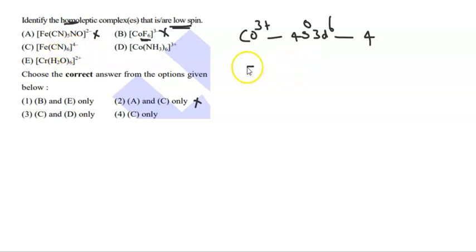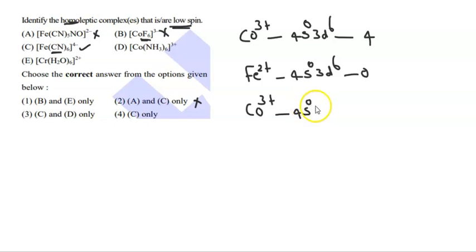Fe(CN)6 4 minus: the iron oxidation state is 2 plus, 4s0 3d6 configuration. Cyanide is a strong field ligand, so pairing of electrons against Hund's rule takes place, 0 unpaired electrons, so it is a low spin complex. C is the correct answer for this question. And D, Co(NH3)6 3 plus, Co3 plus, again 4s0 3d6. Ammonia acts as a strong field ligand in combination with Co3 plus, so here also there are no unpaired electrons. Pairing of electrons takes place against Hund's rule. So D is also a low spin complex.